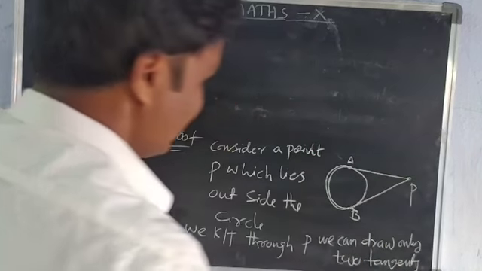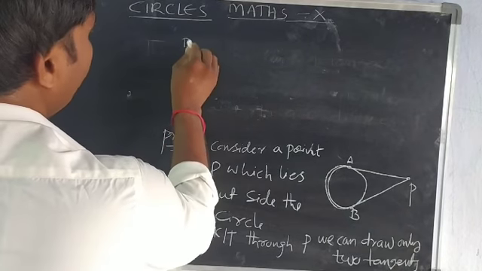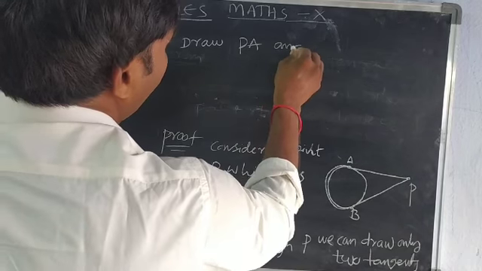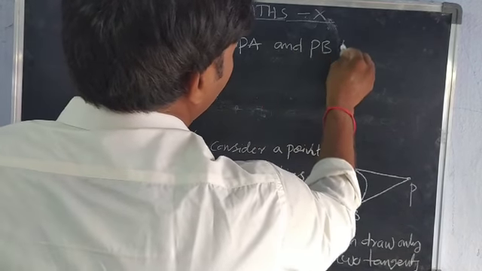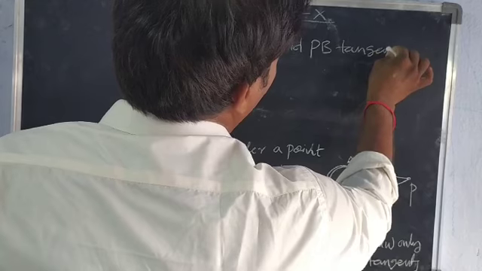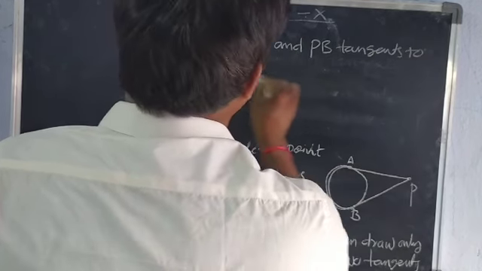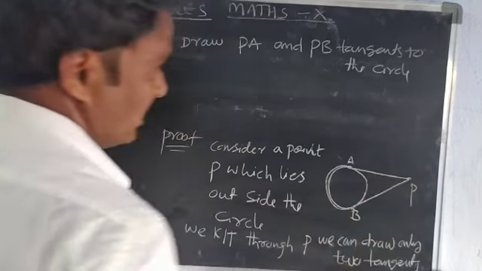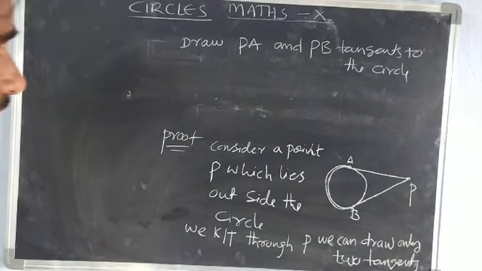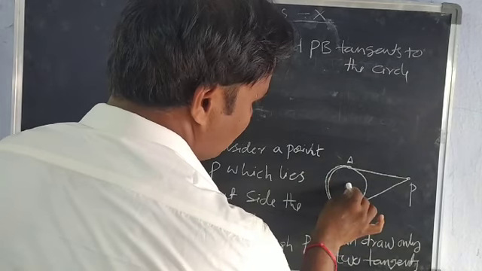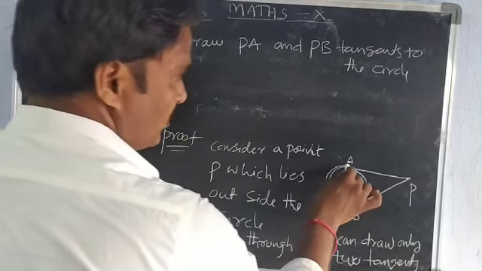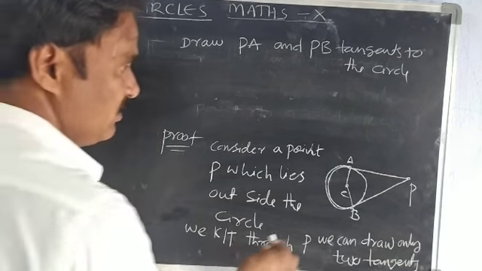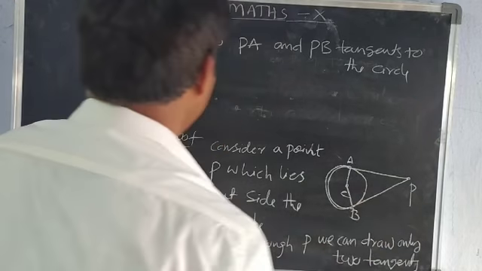See here, I draw two tangents PA and PB to the circle. See the figure. Through P, I drew PA and PB. Here, C is the center of the circle. Join CA and CB.